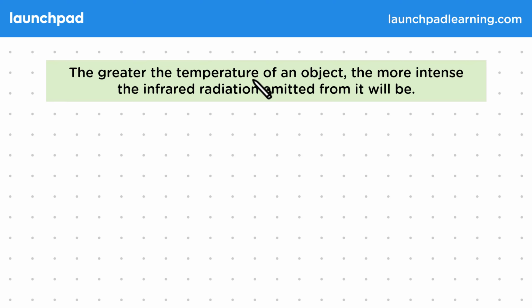The greater the temperature of an object, the more intense the infrared radiation emitted from it will be. Remember that all objects will both emit and absorb infrared radiation. This causes them to release and take in heat to change their internal energy.